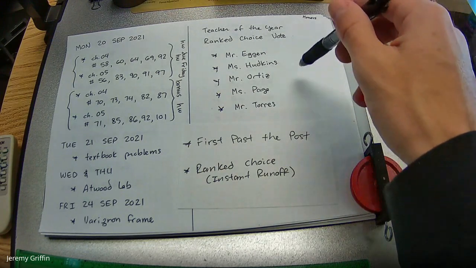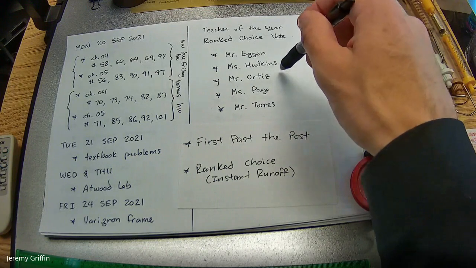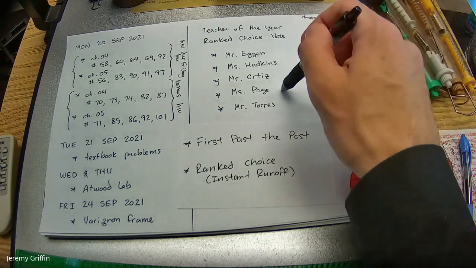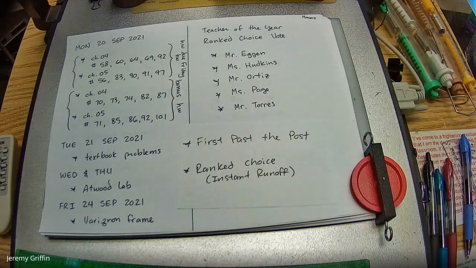So you might say, I like Mr. Ortiz number 1, then Ms. Hudgens number 2, and Ms. Page number 3. And then you can stop whenever you want. If there's a list of like 50 candidates, you don't have to rank all 50. You can just say, here's my top 3 or 4, and then I'm done. Right?